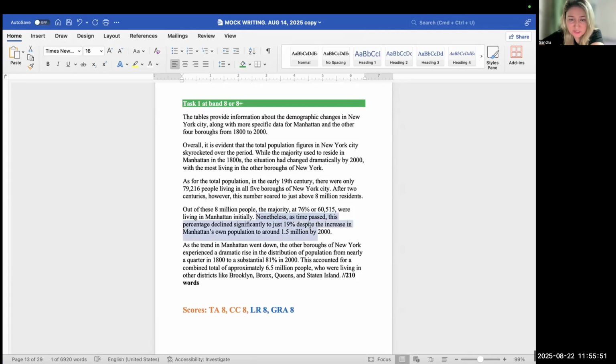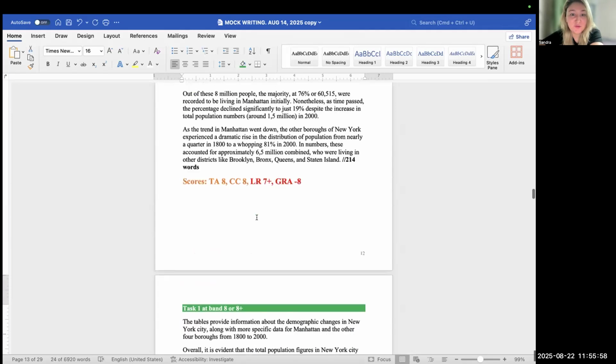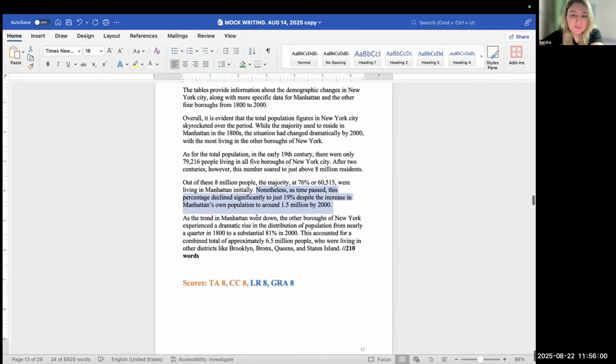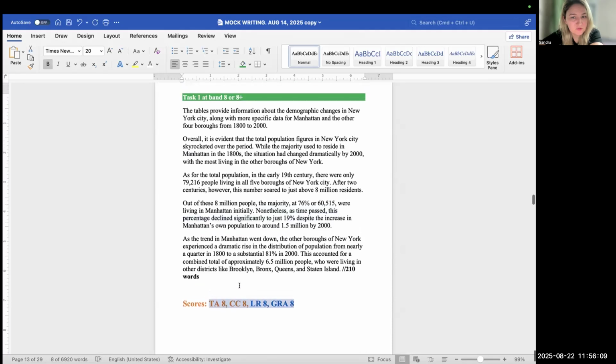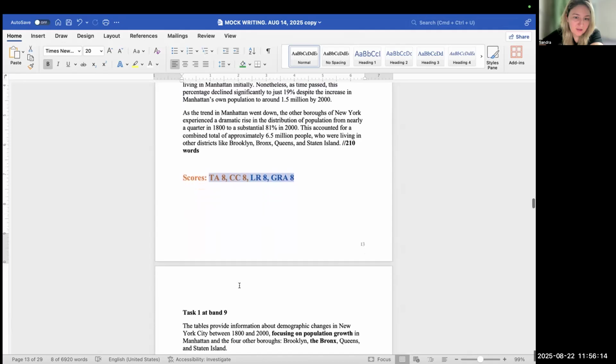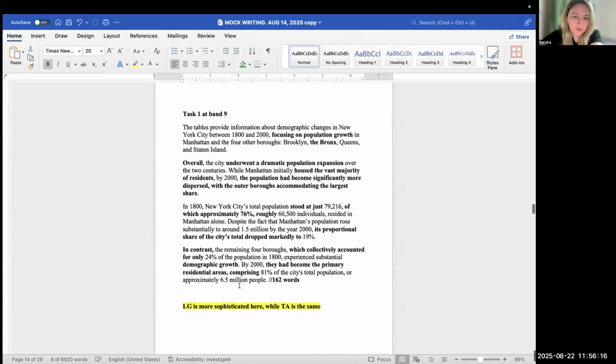As time passed, this percentage declined significantly, despite this increase in Manhattan's population. See, that's the clarity. Compare this with the low level, and you will see what I'm talking about. So we have some improvements in grammar, and this is how that same writing could be improved to overall 8, solid 8, or even higher, right there already. And the perfect one, where we have task achievement pretty much the same. CC, well, it's just a little bit of variety there, but otherwise the same.